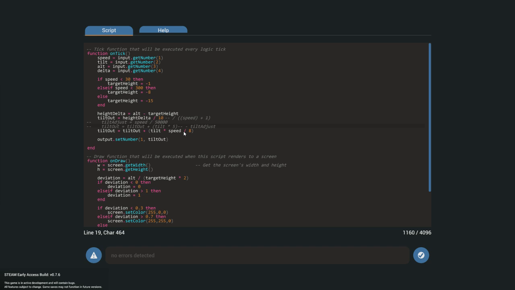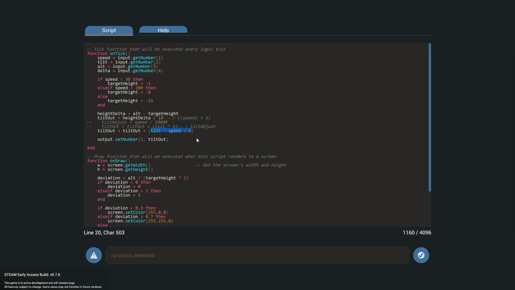But in the end, all I really did was find that we wanted to go at a specific tilt based on whether we're below or above our target height, and how our ship is currently tilted. The faster we're going, the more our ship's inherent tilt matters.